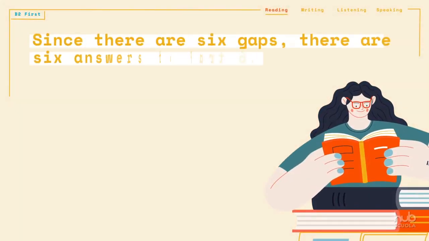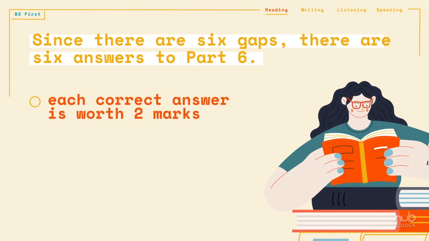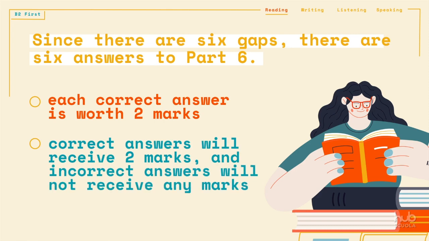Since there are 6 gaps, there are 6 answers to Part 6. Each correct answer is worth 2 marks. As the question is either completely correct or incorrect, there is no partial credit possible in this part of the test. Correct answers will receive 2 marks and incorrect answers will not receive any marks.